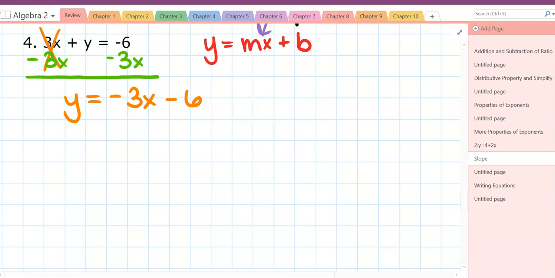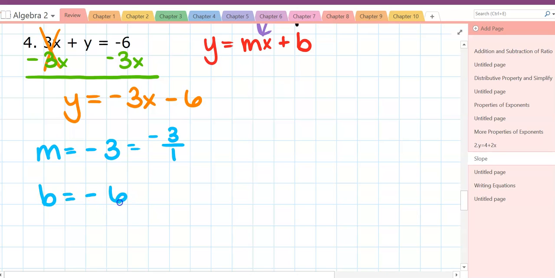So now, if we do what we were doing before, because now it's in that y equals mx plus b form, my slope, m, is going to be negative 3, which we can think of as negative 3 over 1. And my b is going to be negative 6. So I just had to do a little bit more work at the start to get the equation how I wanted it. Now I can graph it just like we were doing before.